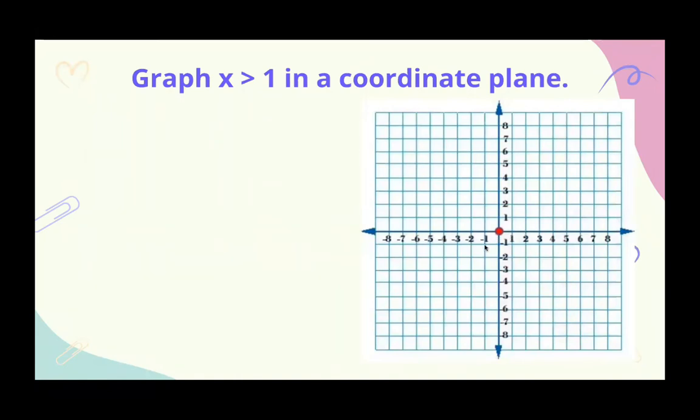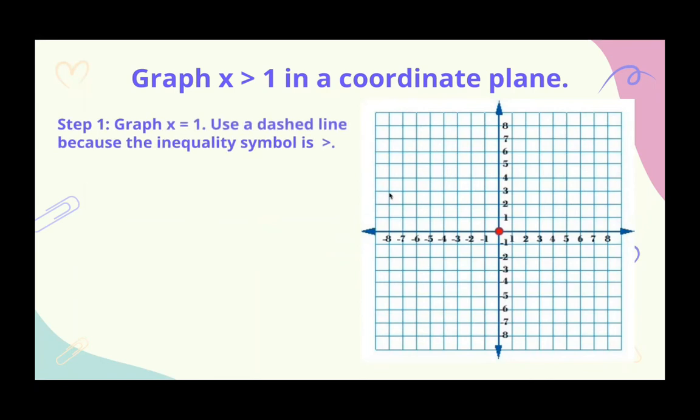Here is another problem very similar to the last one. We're going to graph x is greater than 1 in a coordinate plane. Very first step is to graph your boundary line. First, make it into its related equation, which would just be x equals 1. We're going to use a dashed line because the inequality symbol is greater than.